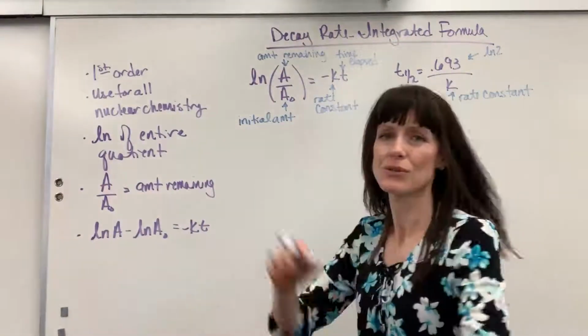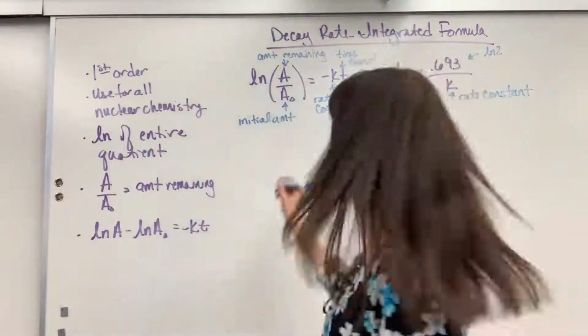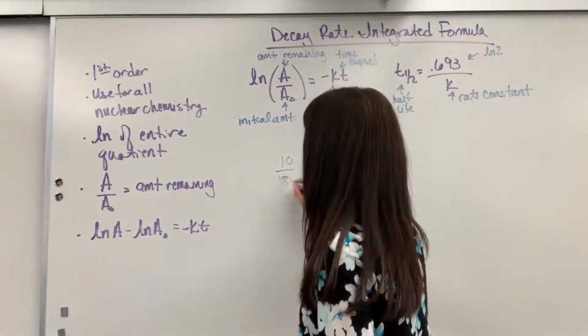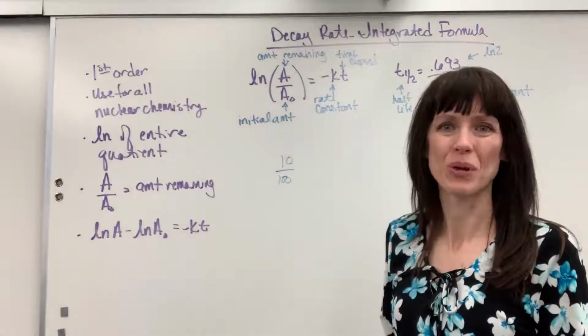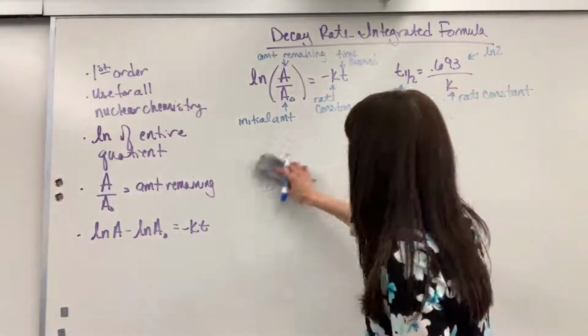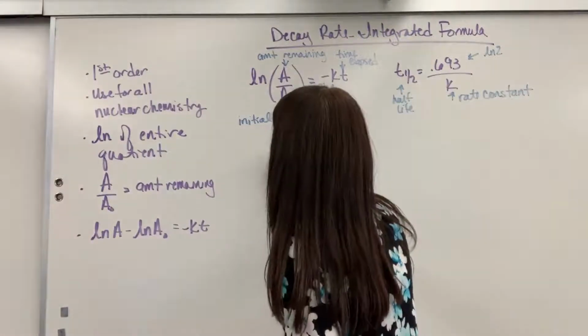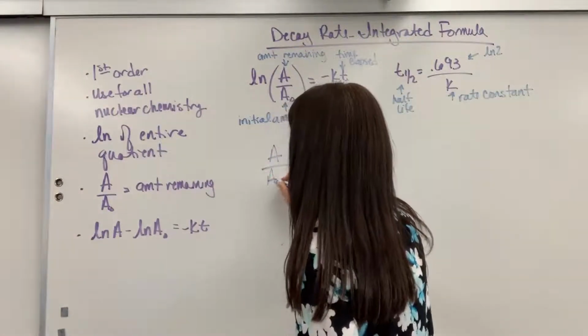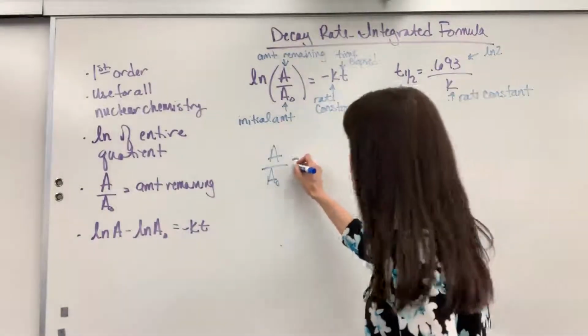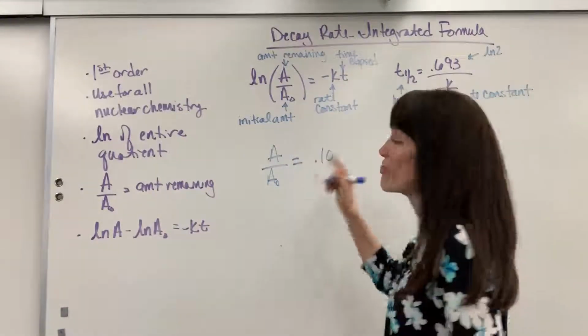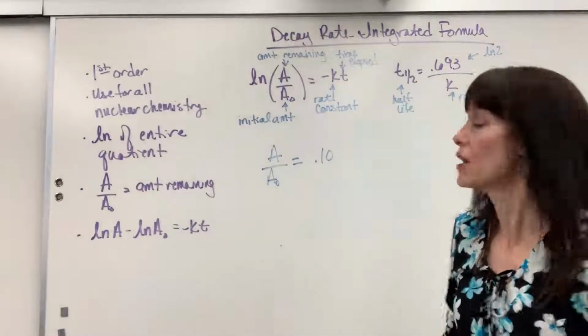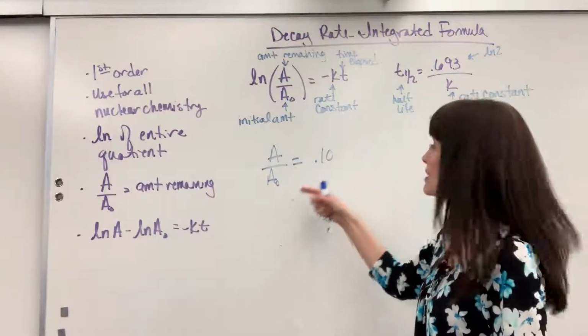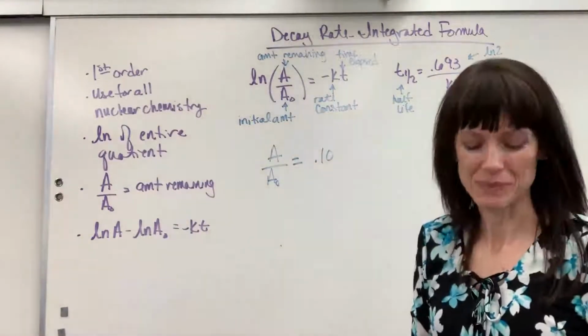Well, 10%, you could use any numbers to come up with 10%. You could do 10 divided by 100 gives you 10%, 0.1. Here's how I write it. The remaining is actually going to be A divided by A naught. That's the amount remaining. That equals 0.10. That's my 10% that's remaining. So that quotient, the total quotient, equals 0.10.